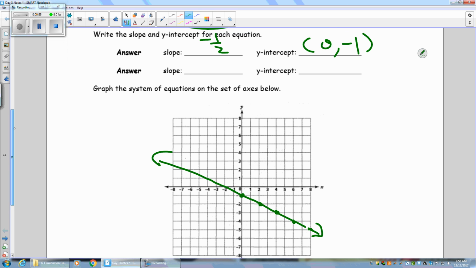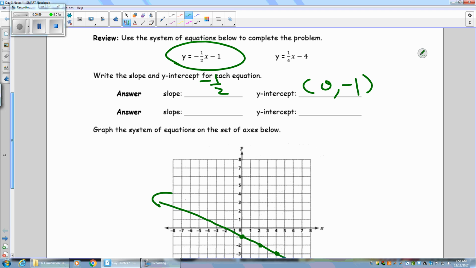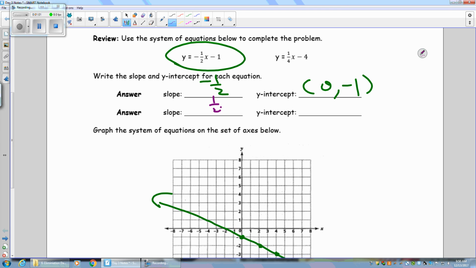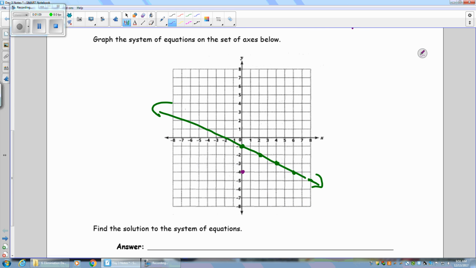Would you guys do the other one? Pause the video before you do it, and then check yourself. Alright, so the other one, slope is 1/4, and y-intercept is 0, -4. So let's do 0, -4, and go up 1 and over 4. So when I do that, there's 0, -4. Up 1 and over 4 goes right there, which gives me my solution at, what is that, 4, -3?